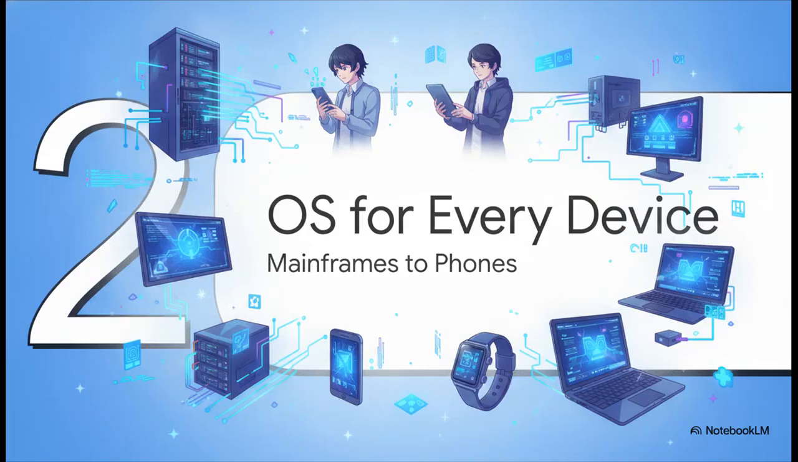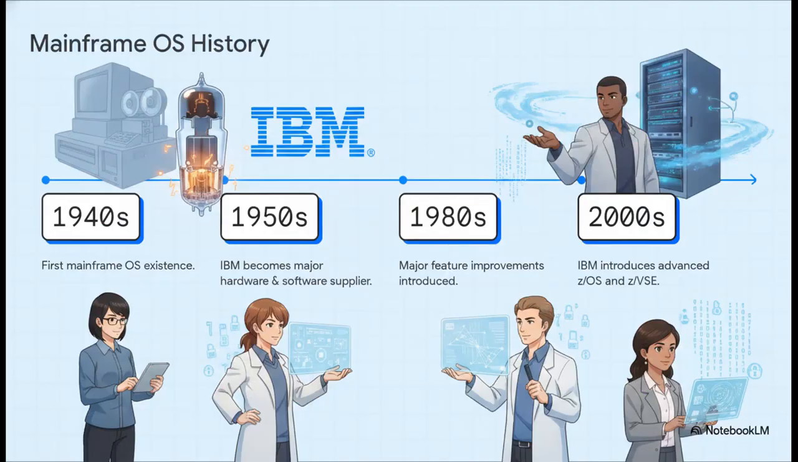Moving right along to Section 2, OS for every device. We're going from massive mainframes all the way down to the phone in your pocket. Now, looking at mainframe operating systems is fascinating because honestly, these are the titans of the digital world. Their evolution actually started way back in the 1940s. By the 1950s, IBM had become a huge supplier, and after some massive feature upgrades in the 1980s, we arrived in the 2000s with incredibly advanced systems like IBM z/OS.